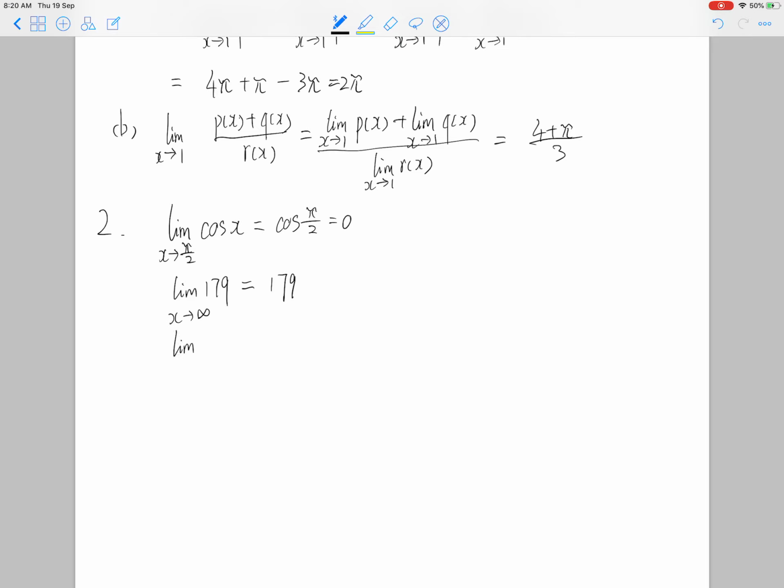Limit as x is approaching 3 from the left side, and here is a polynomial. The polynomial is continuous, so when you get the limit, you can just sub in.